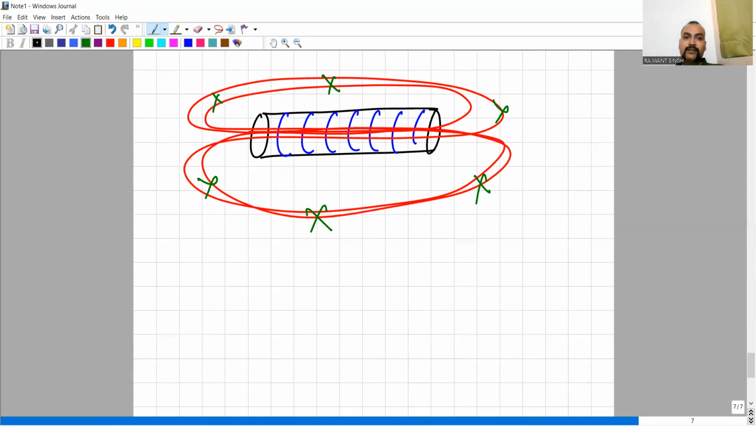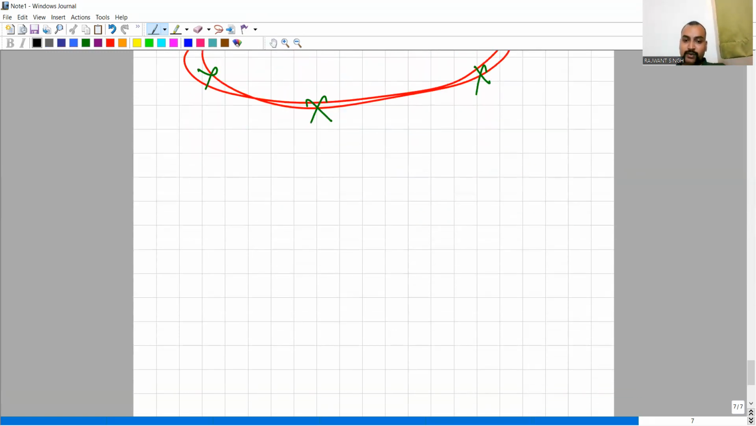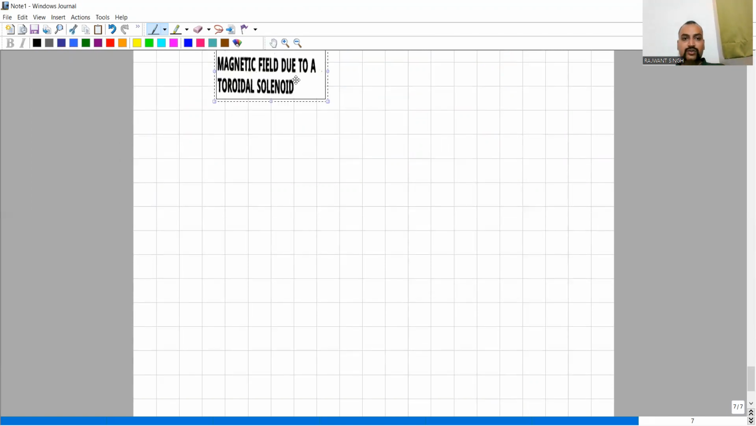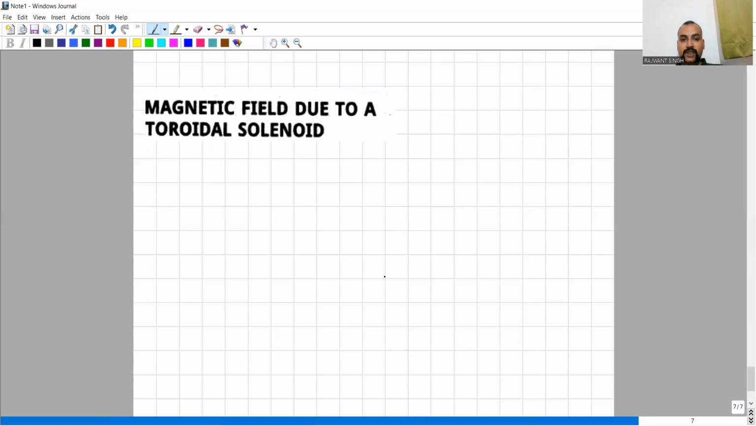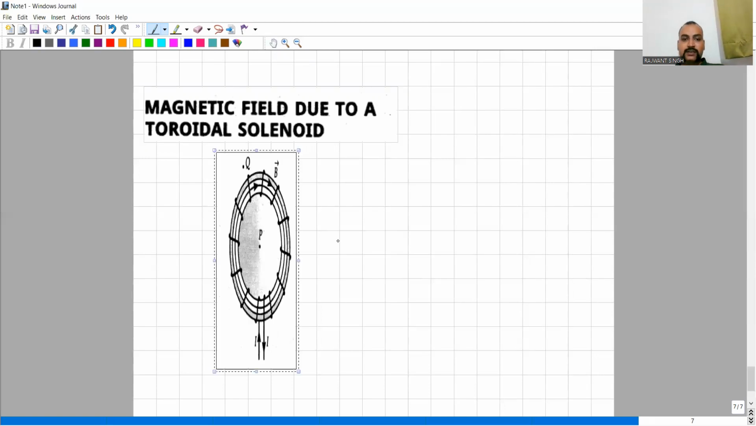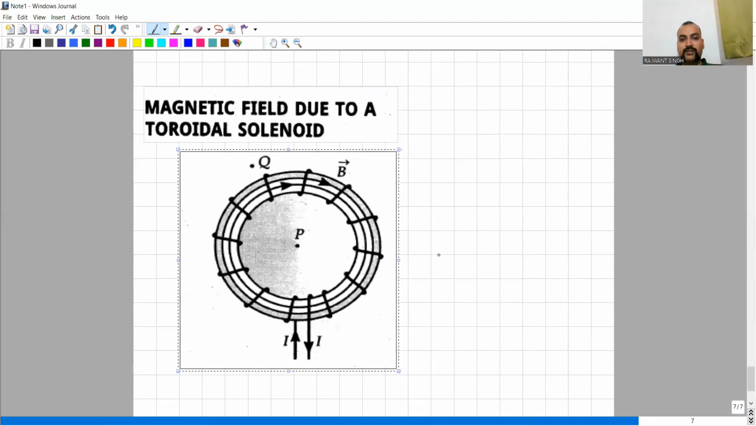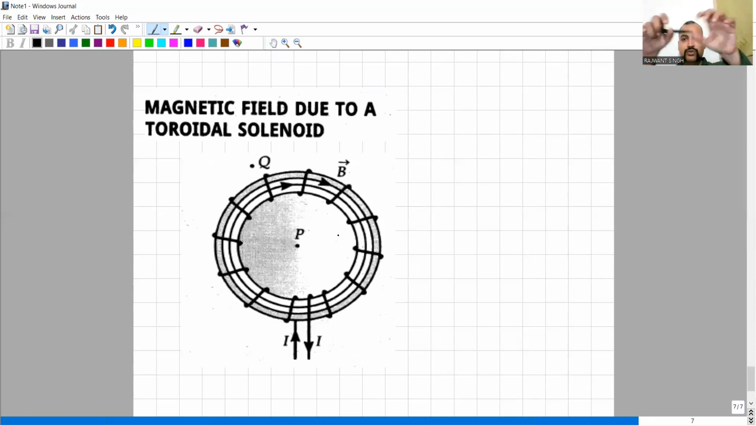So to overcome this particular limitation of the solenoid, a new device similar to the solenoid is made, and it is called a toroid, or toroidal solenoid. So we are going to find the magnetic field for a toroidal solenoid. A toroidal solenoid is very simple. It's simply a solenoid which is curled into a circle. So let's say you have a solenoid and you just curl it and it becomes a circular thing.